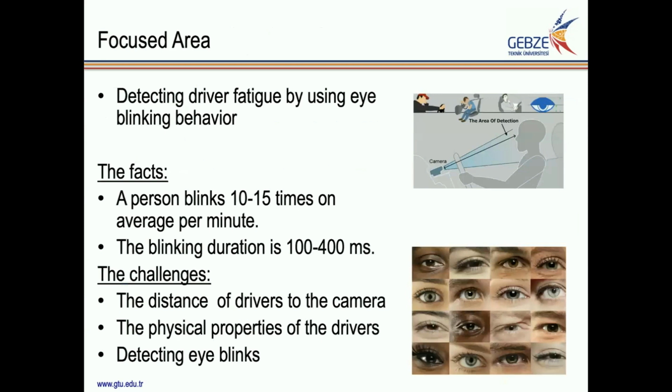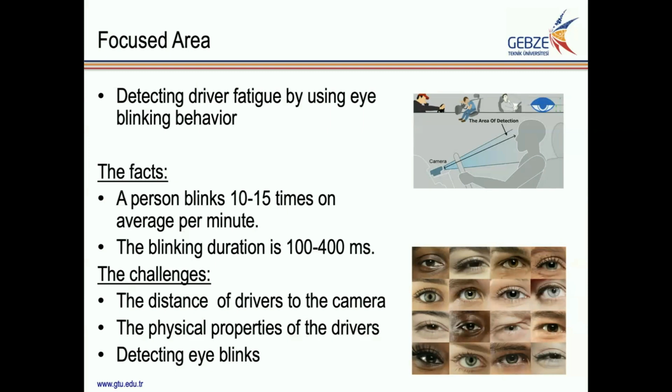So our focus is to detect the driver's fatigue by using eye blinking behaviors. There are some facts about this. A person blinks, we know, 10 to 15 times on average per minute. There is not a very fixed number for this. It may change from person to person, from driver to driver, and their blinking duration may change from time to time. Of course, drowsiness may also change their blinking duration and the number of blinks during that time.